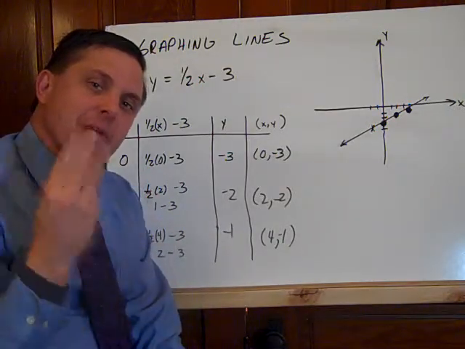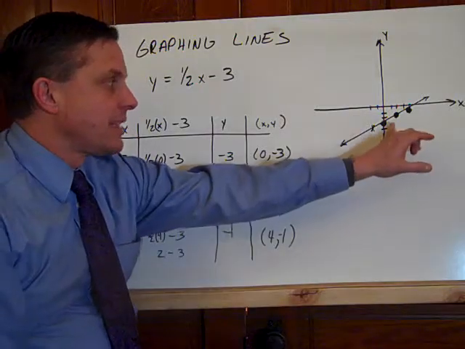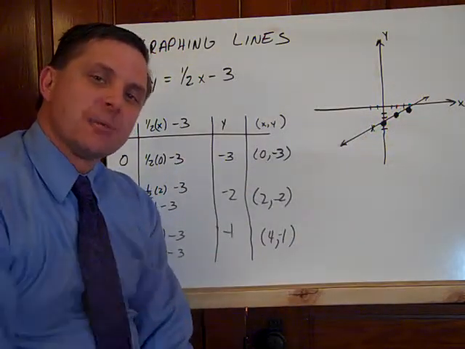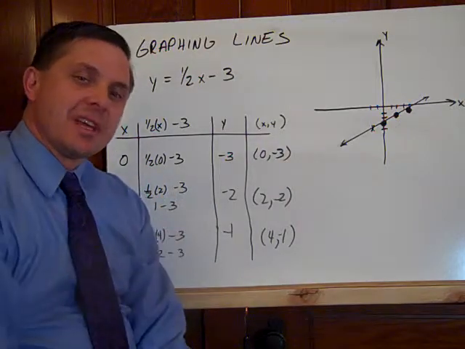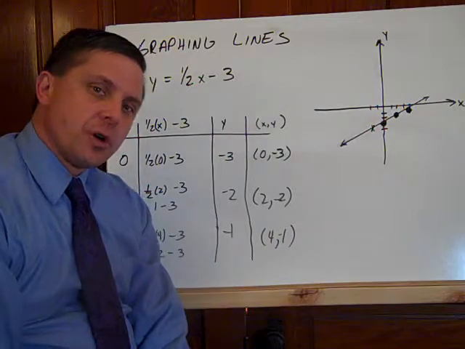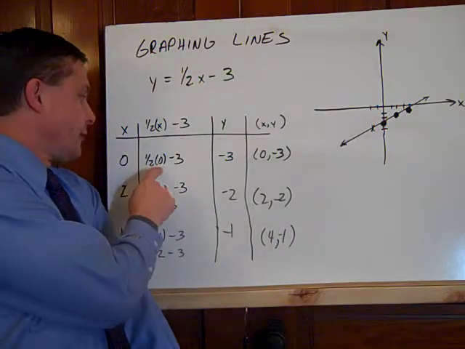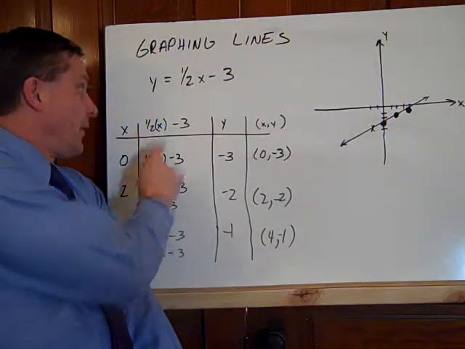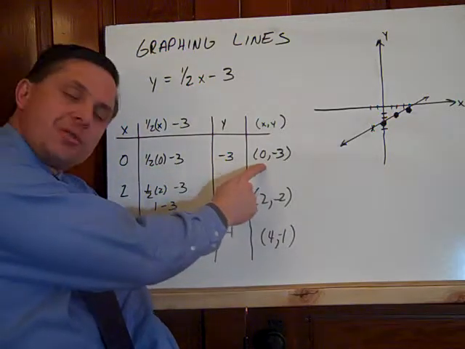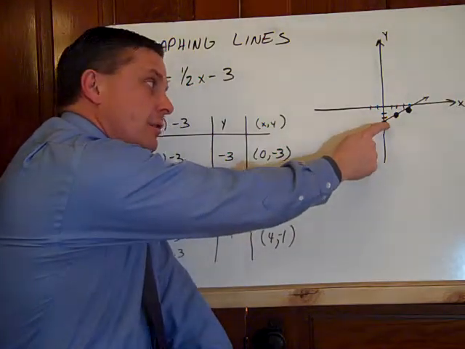And again, I like to pick 3 points so that when I plot the dots, I know they all lie on a collinear line. They all lie on the same line. So I know I didn't make any mistakes. You only need 2 points to make a line, but 3 will make sure you're right. So I plug 0 in for x. And when I plug 0 in for x, I get -3 for y. So I have the ordered pair (0, -3), which I plotted here.